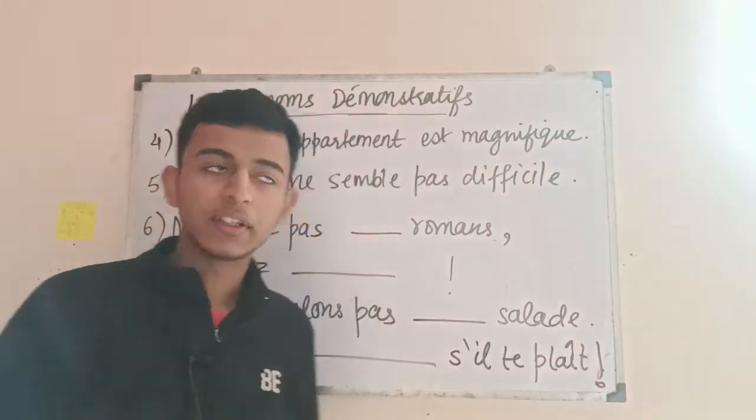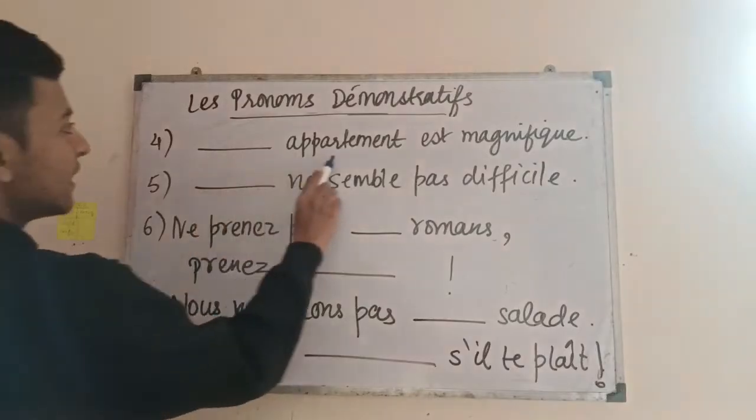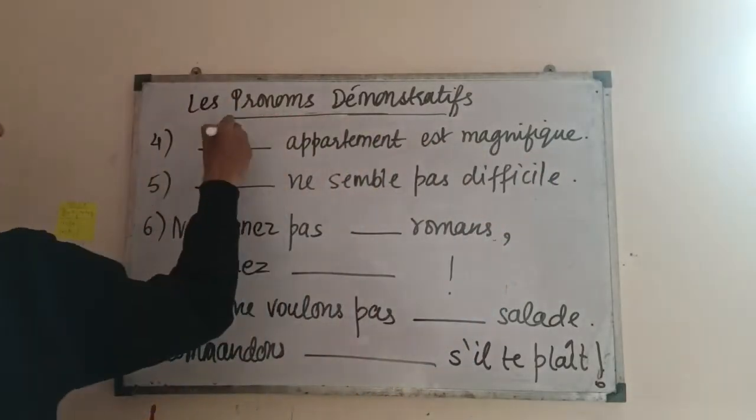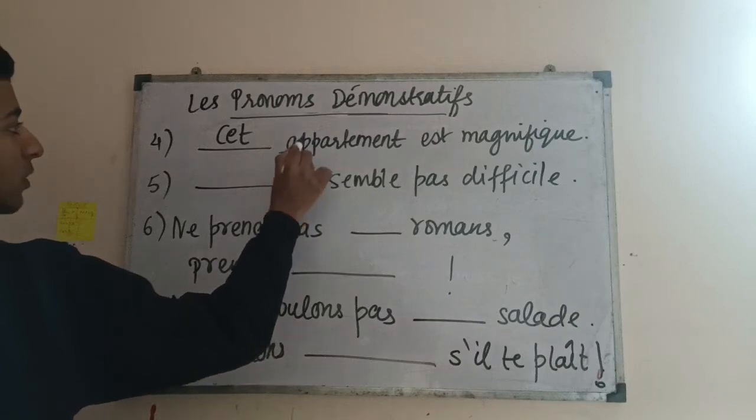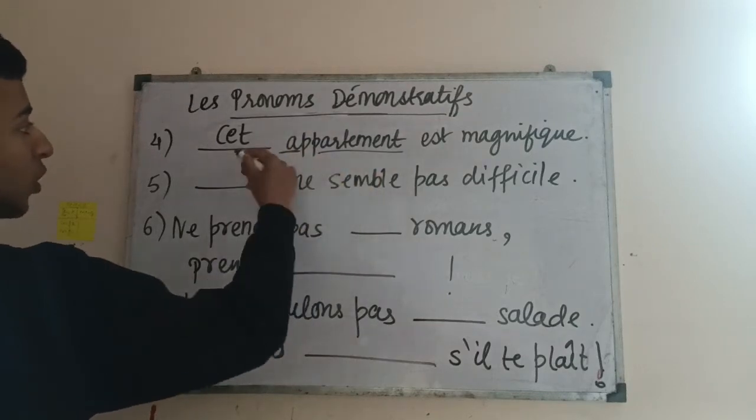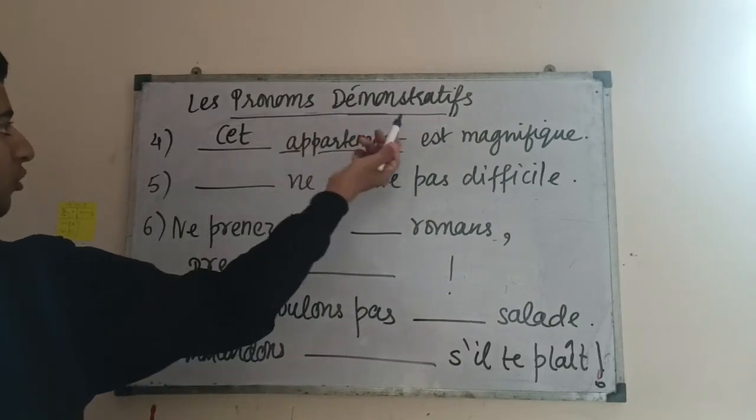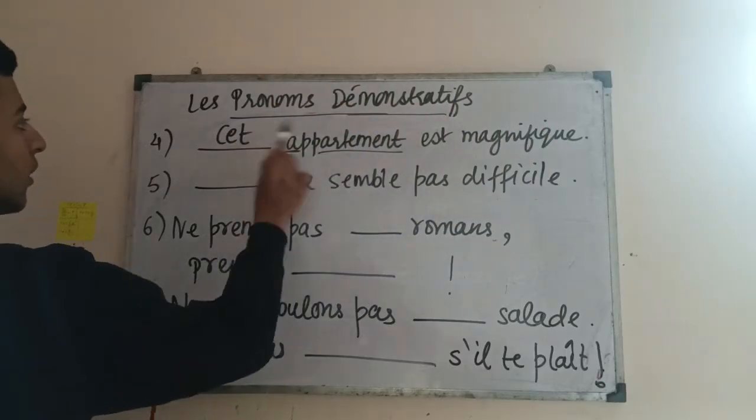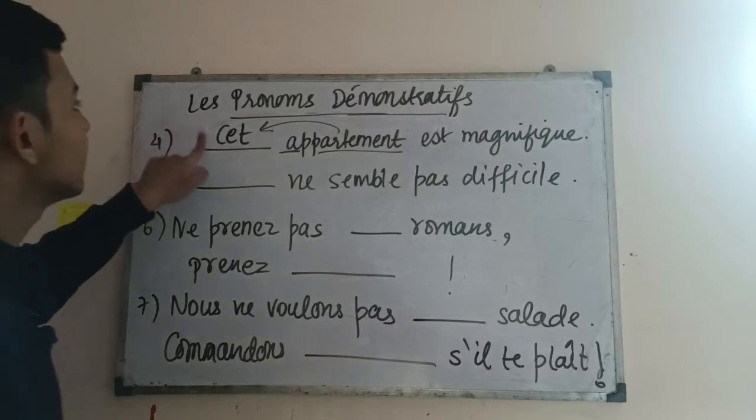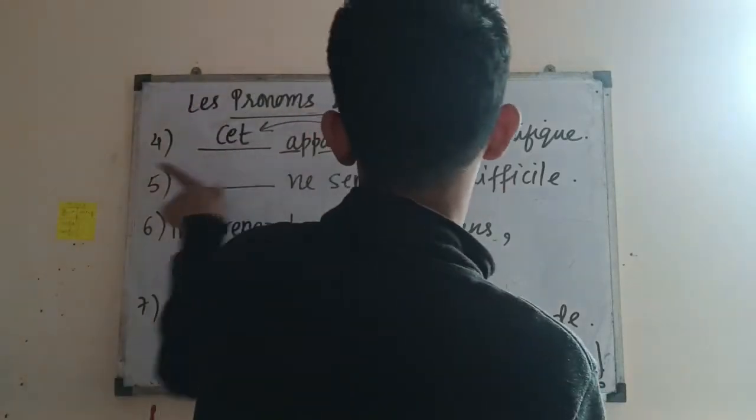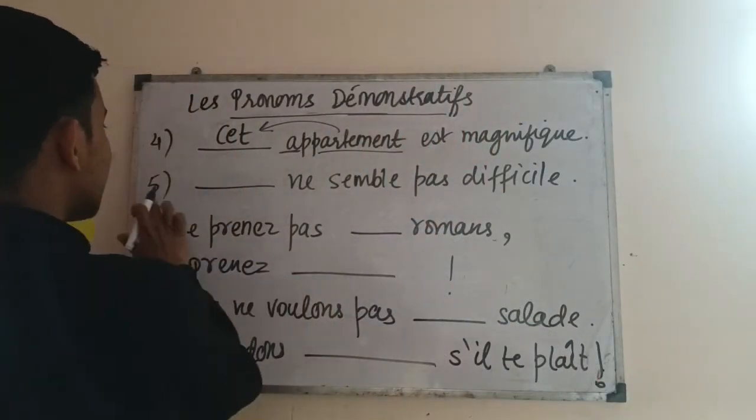Let's solve a few other questions. Question number 4. Dash appartement est magnifique. It will be cet appartement est magnifique. Cet because A is starting with a vowel, so before the noun we always use the adjectif démonstratif. Pronom démonstratif is for repetition. When nothing is given, always use adjectif démonstratif. I hope that's clear. So cet appartement est magnifique. This apartment is magnificent.